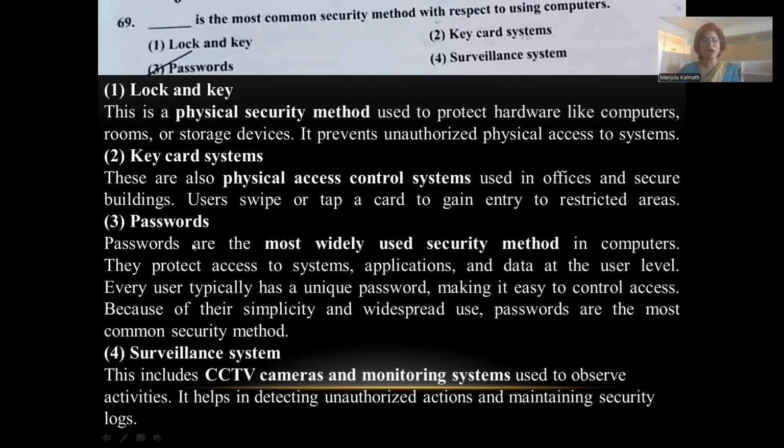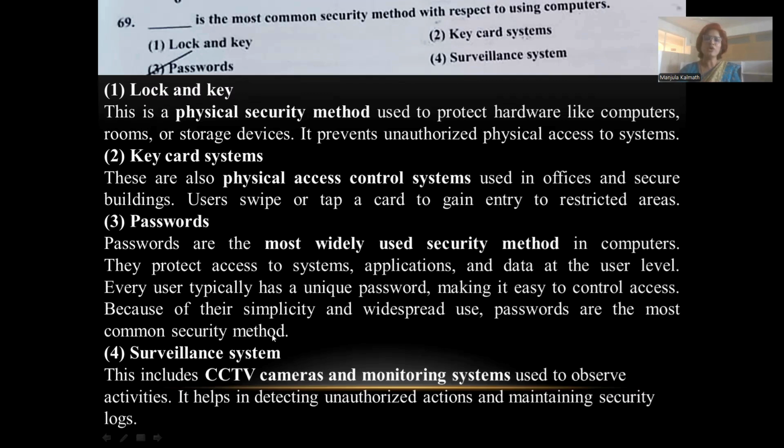So here, passwords are the most widely used security method in computers. They protect access to systems, applications, and data at the user level. Every user typically has a unique password, making it easy to control access. Because of their simplicity and widespread use, passwords are the most common security method.